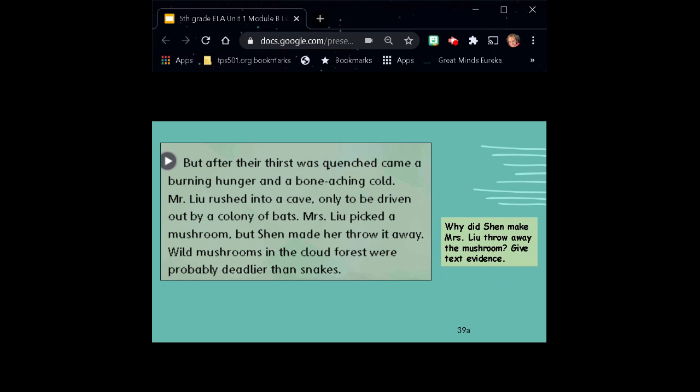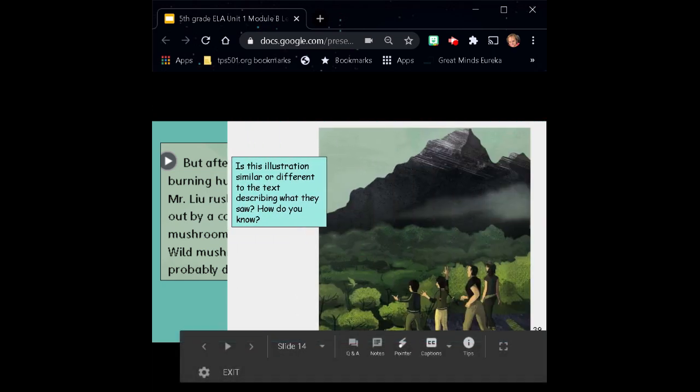I wonder why Mrs. Lou was going, what she was going to do with that mushroom. How do you know that? Would you have run out of the cave like Mr. Lou? Yeah, I'm not sure I would have stayed there either. I'm not really particularly fond of bats, and it was their home I would be invading. Let's go on.